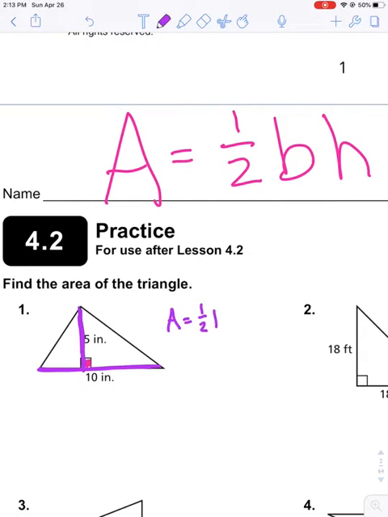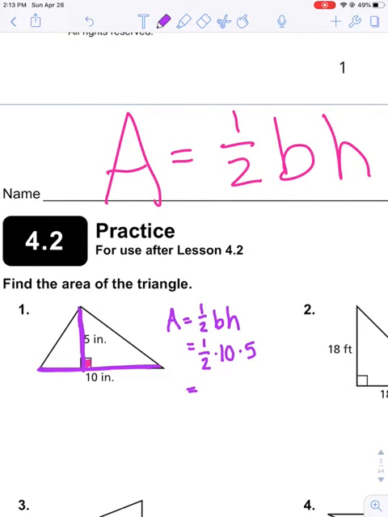Let's look at how to use this formula. So it's area equals 1/2 times base times height. In a triangle, usually the number on the outside is the base, but it doesn't really matter. So 1/2 times 10 times 5. 5 is usually considered the height because it's going in the middle of the triangle. But if you flip those, it doesn't matter.